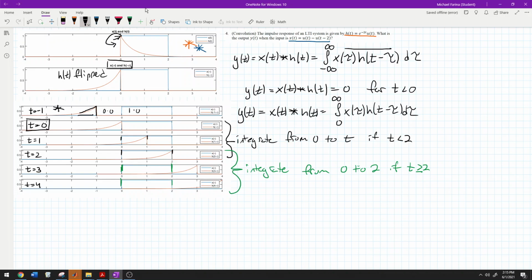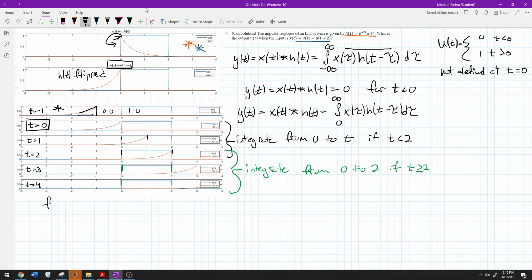Let's remember the unit step is equal to 0 for t less than 0 and 1 for t greater than 0. So it's not really defined at t equals 0, but don't get hung up on that. So we can now do our integrals.